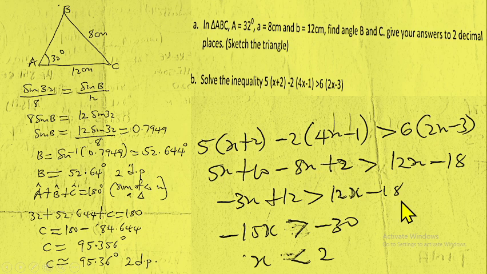If you collect like terms here, this one comes here, you'll have minus 3x minus 12x, that gives us minus 15x. This one comes here, you'll have minus 18 minus 12, that gives us minus 30. Then if you divide both sides by minus 15, the inequality will change to less than. Then you'll have your x less than 2, because minus will take care of minus. So that is it for question number 2.